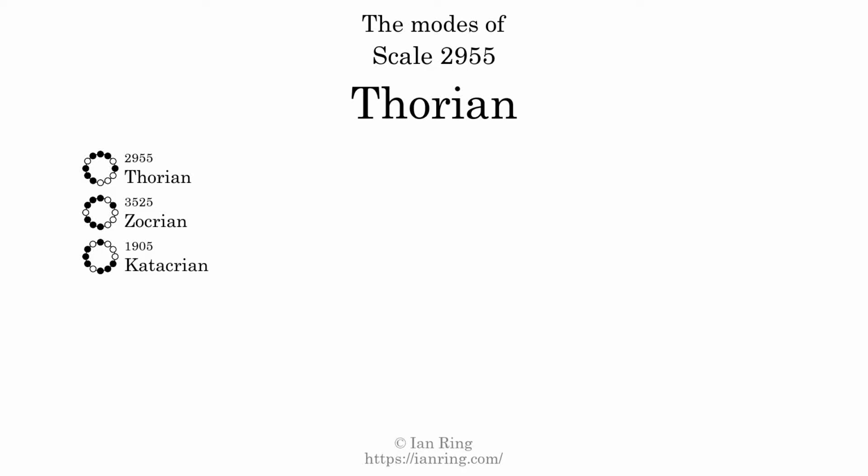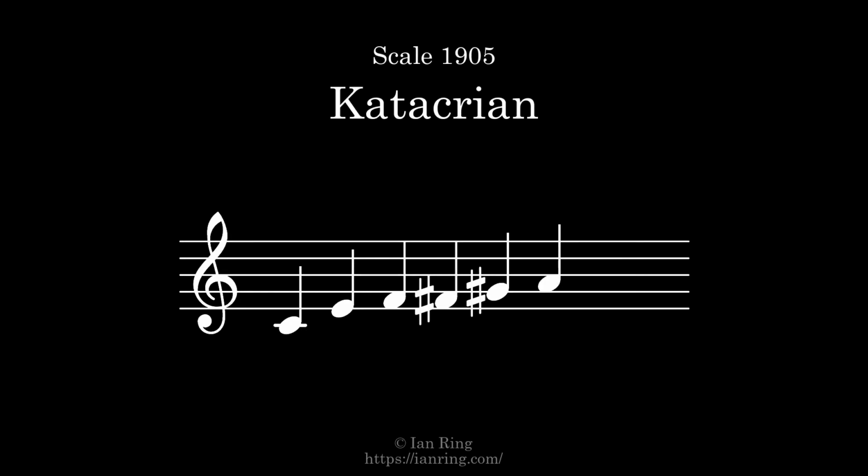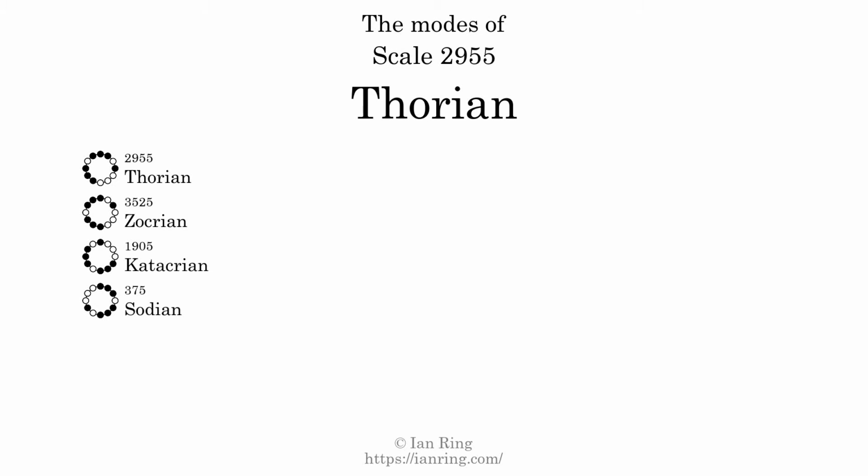The third mode is scale 1905, also known as Coherence. It sounds like this. The fourth mode is scale 375, also known as Thorian. It sounds like this.